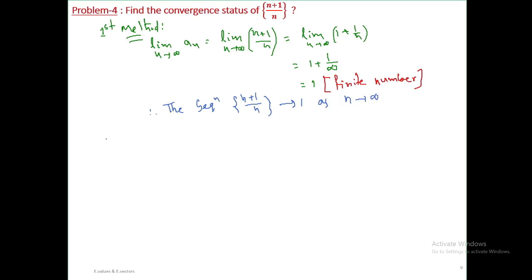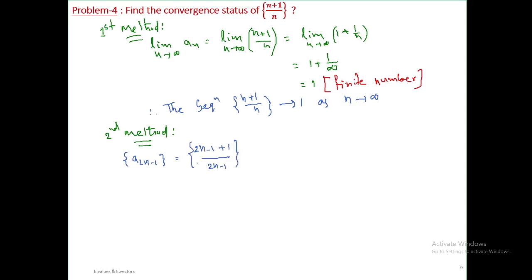Okay, second method, the subsequence method. You can conclude like this also. You better go to the second method if you are unable to find the limit in the first method. In the second method you find two subsequences. So directly I am writing a_{2n-1} first. What is a_{2n-1}? Instead of n you write 2n minus 1. So (2n minus 1 plus 1) by (2n minus 1).